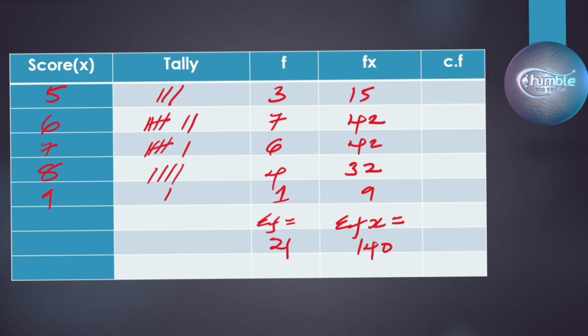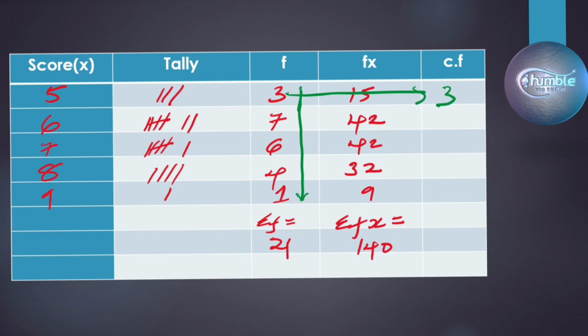And then don't fail to get the CF column. We say that CF column we are going to add, starting with the first one, going down, and please do not add the summation of f of x. We are adding from 3 up to 1. That is where we stop. So we're starting from 3.